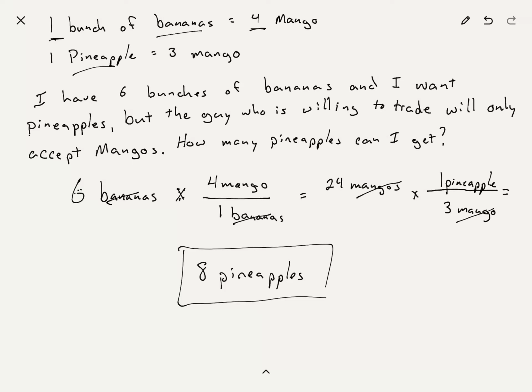Now, I gave that example to show that we couldn't go straight from bananas to pineapples. We had to go through the mangoes. And when we had to go through the mangoes, that got us to a like term, or something that was equal that we could compare to both.